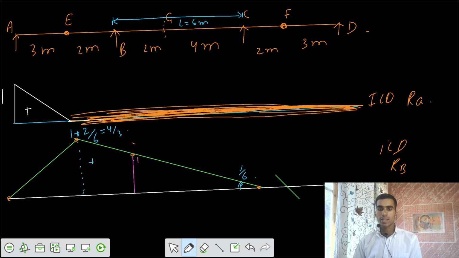After that, we want to see there might be continuity at the support C. Once it reaches point C, let's say this is the point C, but it is with respect to the original line at the initial position. That means here the reaction at B is 0.